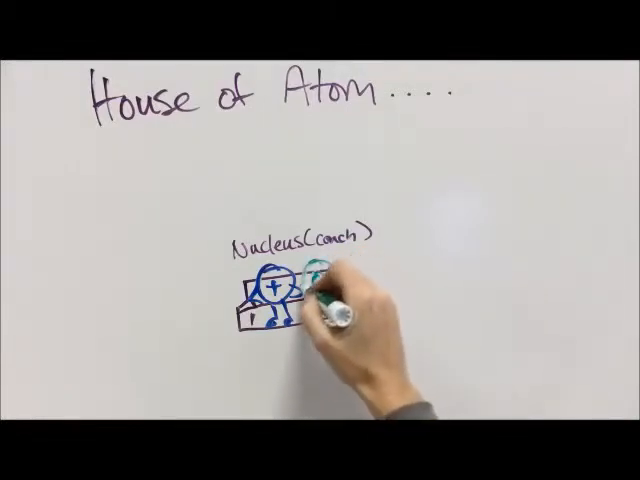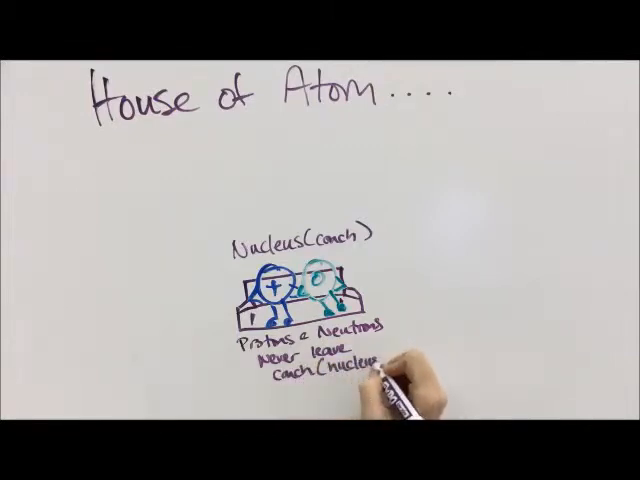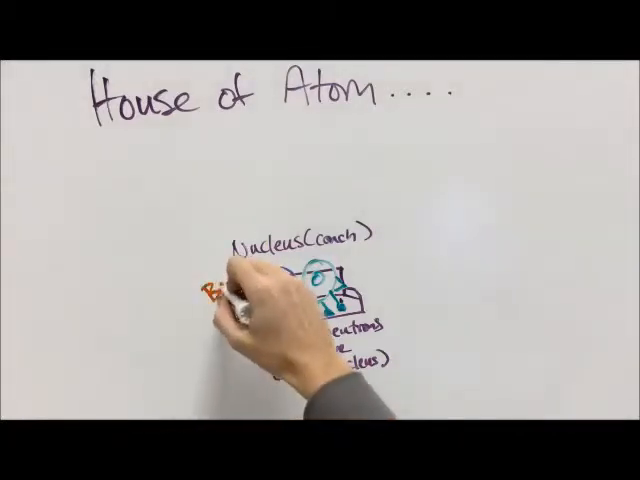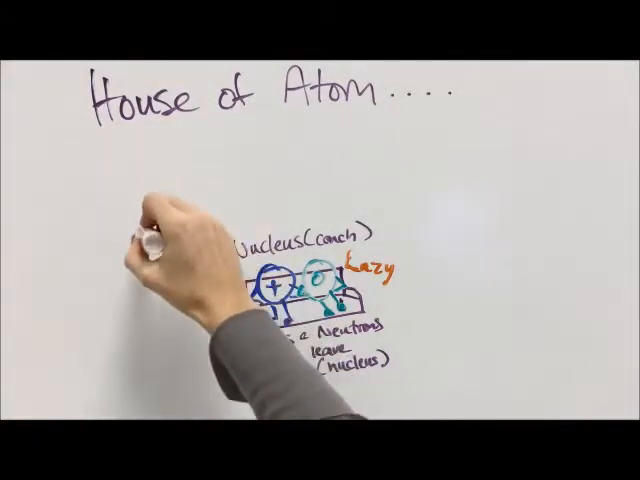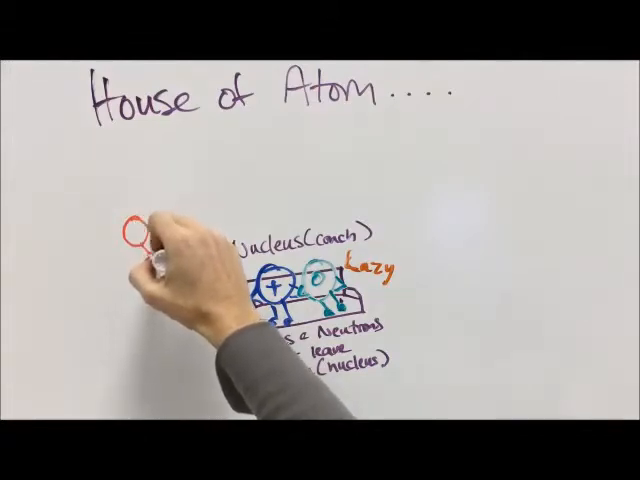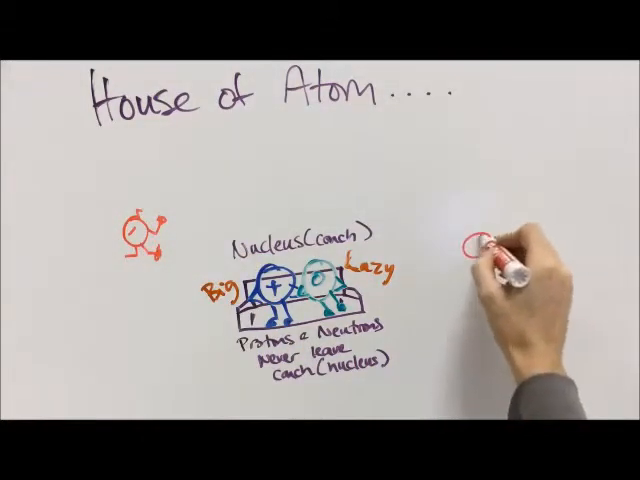They're on the couch. They're never going to move. They just want to watch TV all day long. They sit on that couch, fill up the nucleus, and that is what gives the atom its mass, because all the protons and neutrons are sitting on the couch. They are big, they are lazy, they don't move around, they just sit in the nucleus forever.